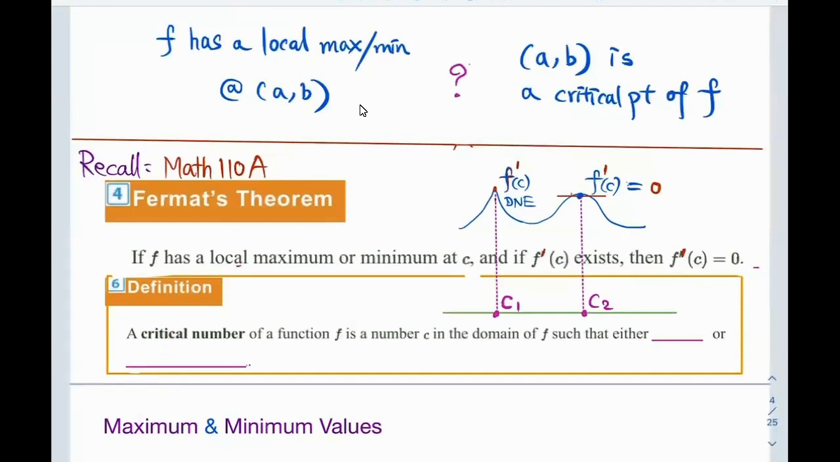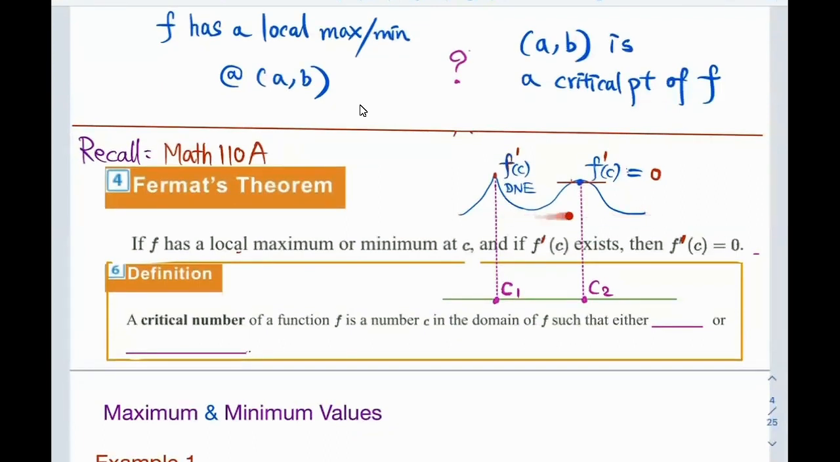Also in Math 110A, we have a definition for critical number. A critical number of a function is a number in the domain of the function. If it's outside the domain, that's not a critical number. So you first have to think about what the domain is, and then inside the domain, you look for the critical number. The critical number is a number in the domain of the function such that either what or what?